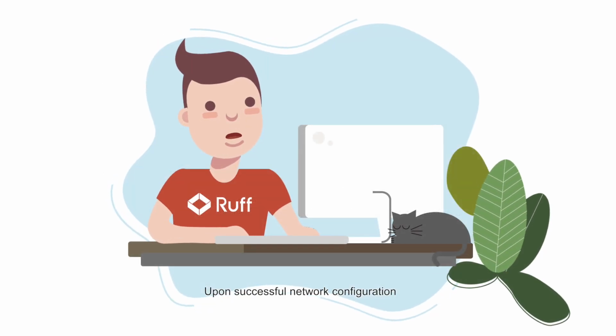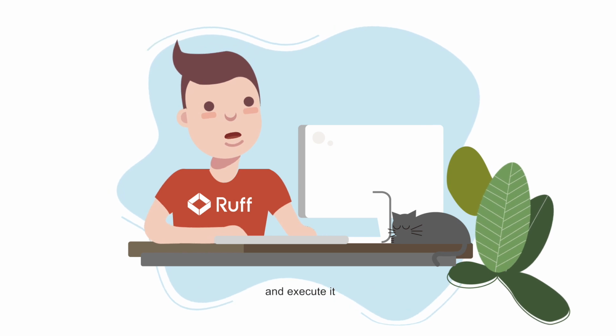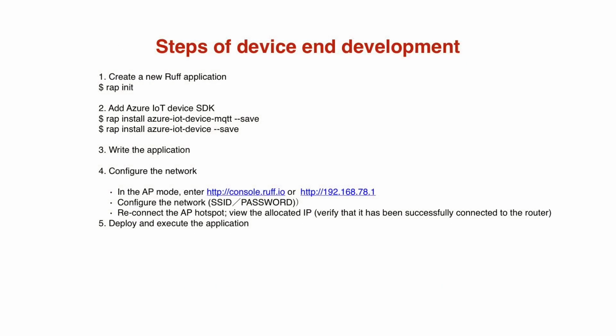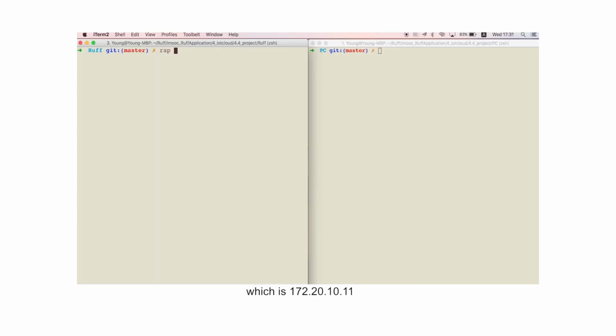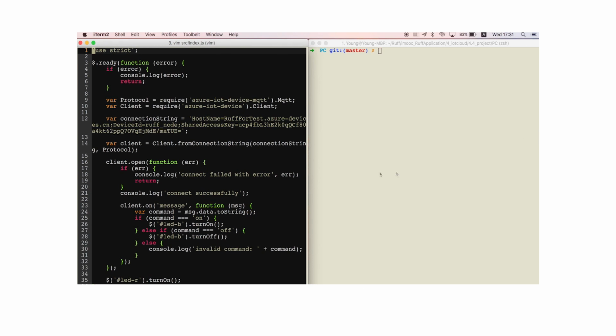Upon successful network configuration, we can deploy the application to the development board and execute it. This application has indeed been successfully deployed. Here, let me first check the current Ruff development board. Its IP address at the connected Wi-Fi is 172.20.10.11, and check its log. View its application code first.